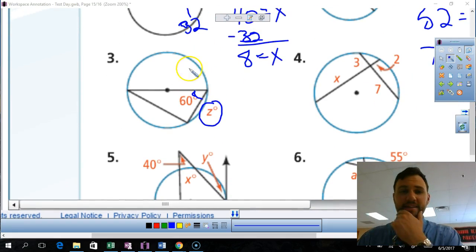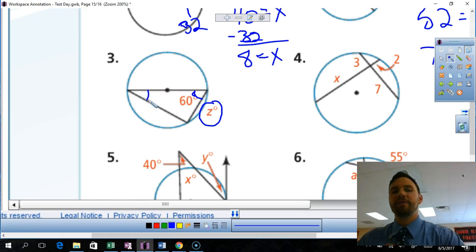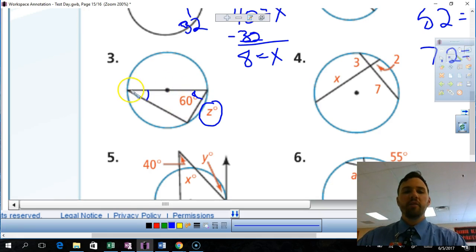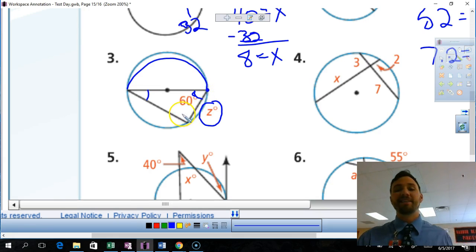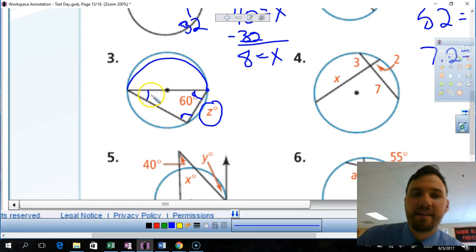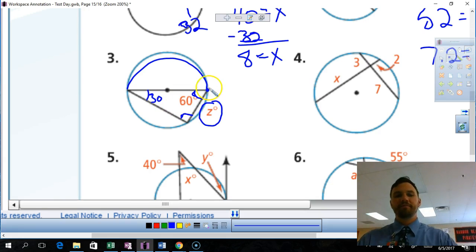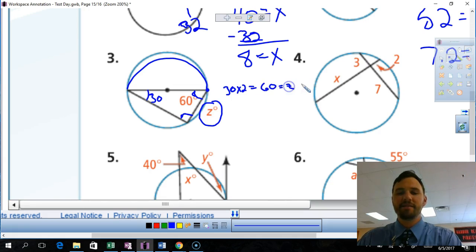Alright, so that's 60 degrees. Z is going to be twice the angle of this one. I don't know what that is though. How do I find the angle? Well, do you see how this is a semicircle right here? If that's a semicircle, that's 180 degrees, and half of 180 is 90. So that is a right angle. So I have a 60, 90, 30, and then I do 30 times 2 is 60, which is Z.